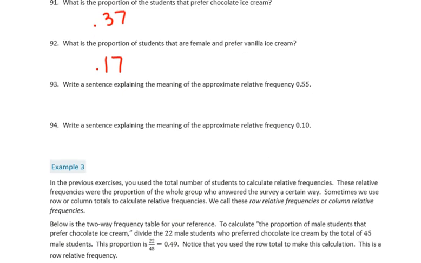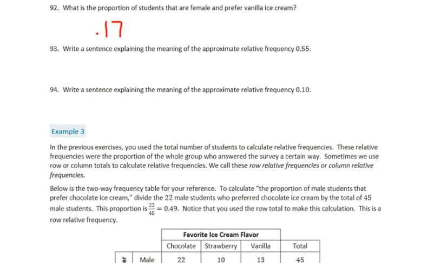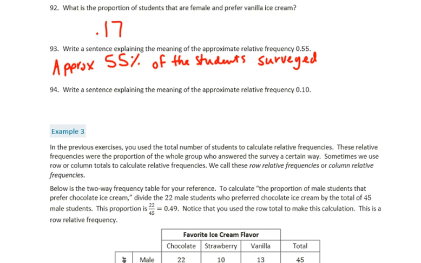Write a sentence explaining the meaning of the approximate relative frequency 0.55. Relative frequency of 0.55 means approximately 55% of the students surveyed are males.